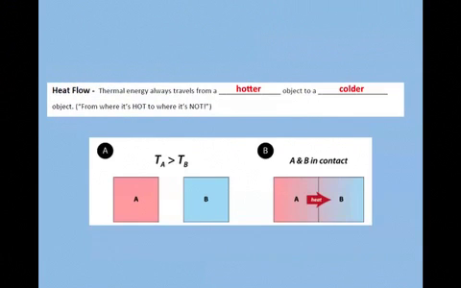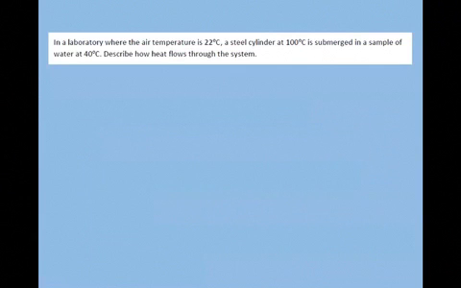So heat flow or thermal energy is always going to travel from a hotter object to a colder object. So I say from where it's hot to where it's not. So if A has a higher temperature than material B, when they come in contact, heat's going to move from hot to cold. So it's going to transfer from the hotter material A to the colder material B.